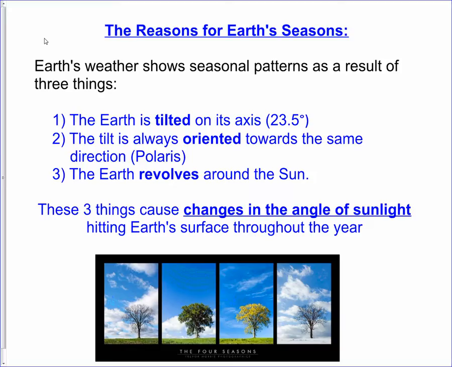1, the Earth is tilted on its axis at 23.5 degrees. 2, that tilt is always oriented towards the same direction, which is Polaris, the star we call the North Star. And 3, the Earth revolves around the sun. These three things in combination cause changes in the angle of sunlight hitting the Earth's surface throughout the year, and that is why we have seasons.